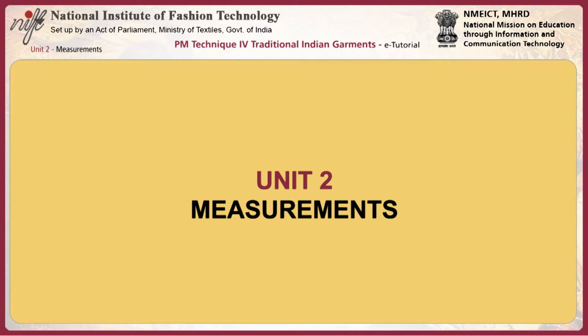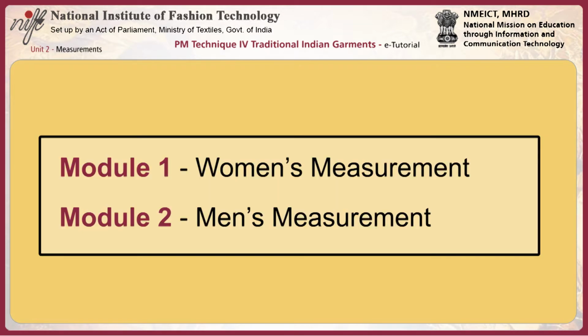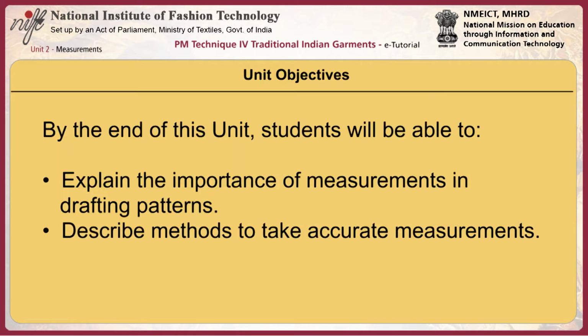This chapter is about the measurements. The measurements are very important for garment making. This unit comprises two modules. Module 1, women's measurement. Module 2, men's measurement. By the end of the unit, students will be able to explain the importance of measurements in making drafting patterns, and describe methods to make accurate measurements.